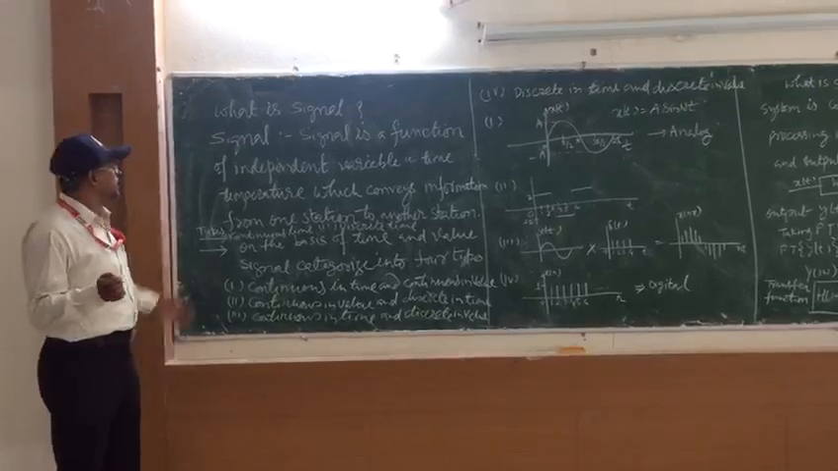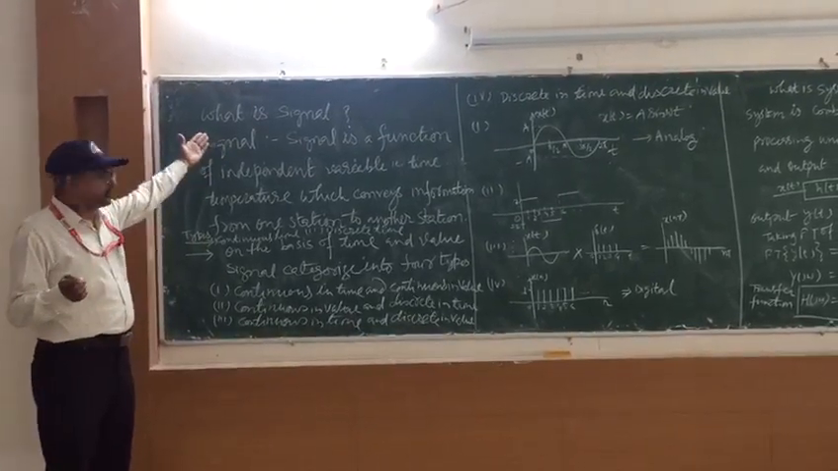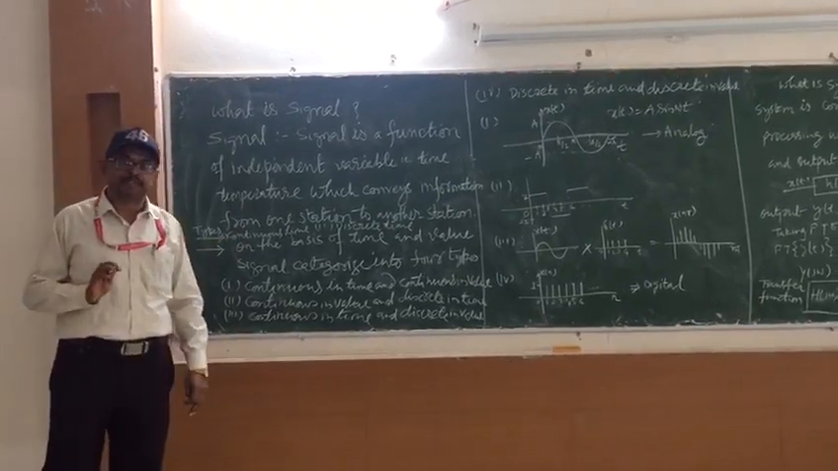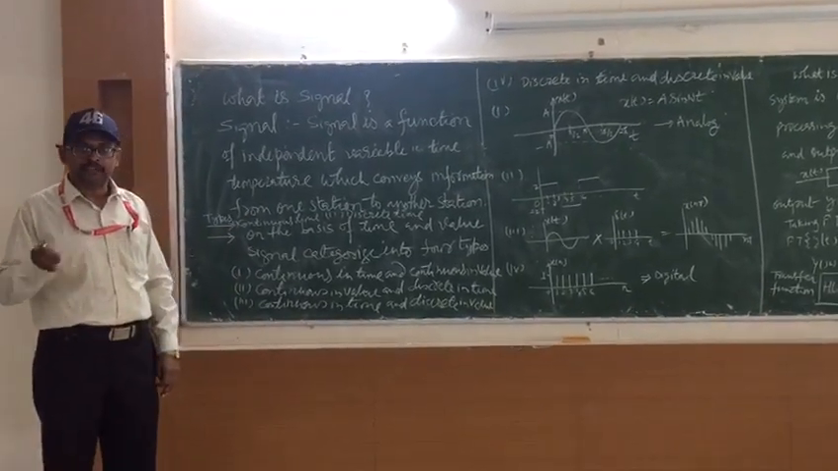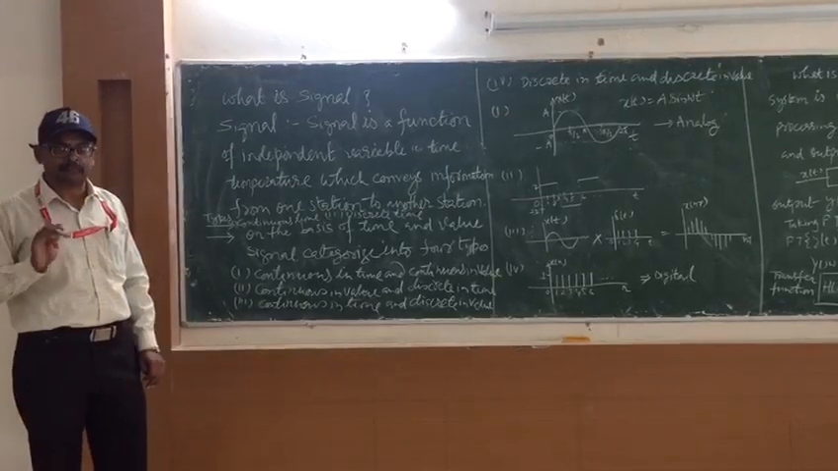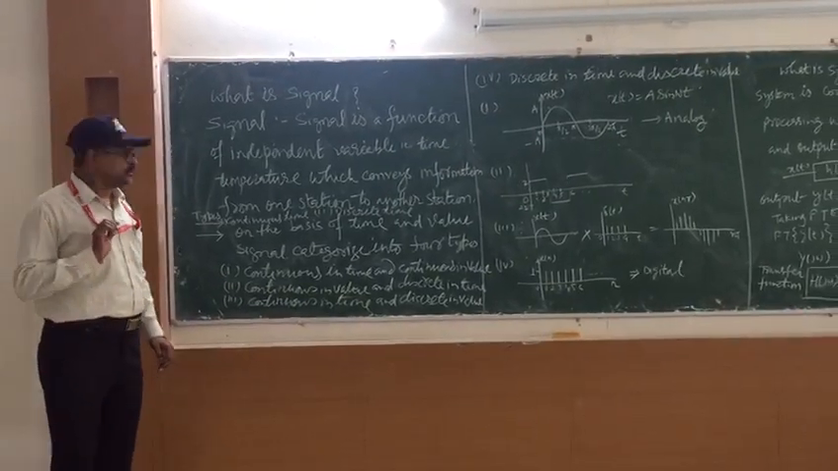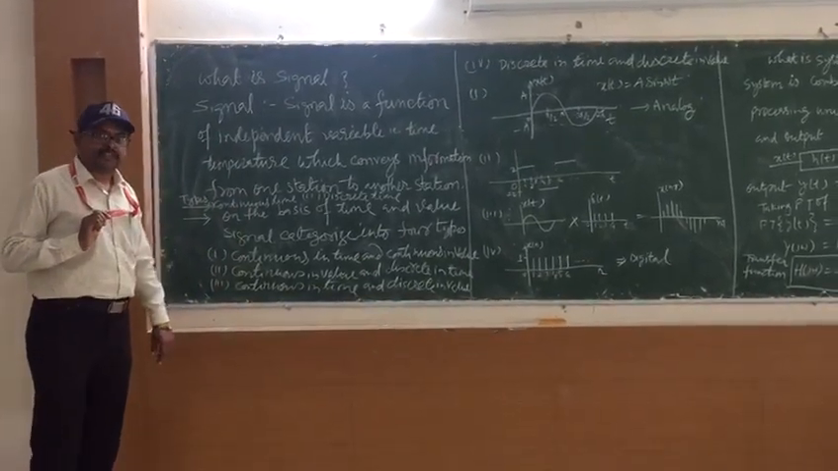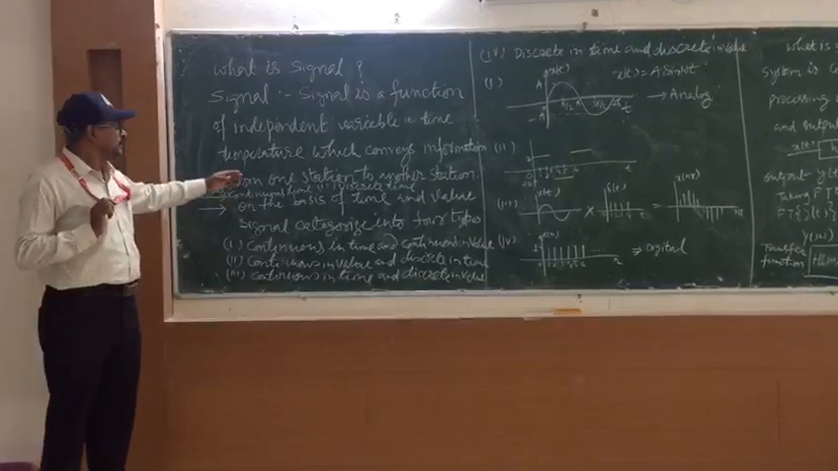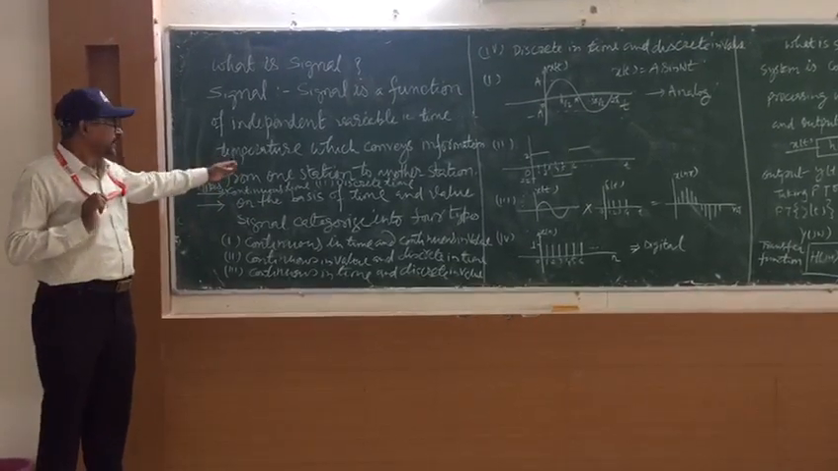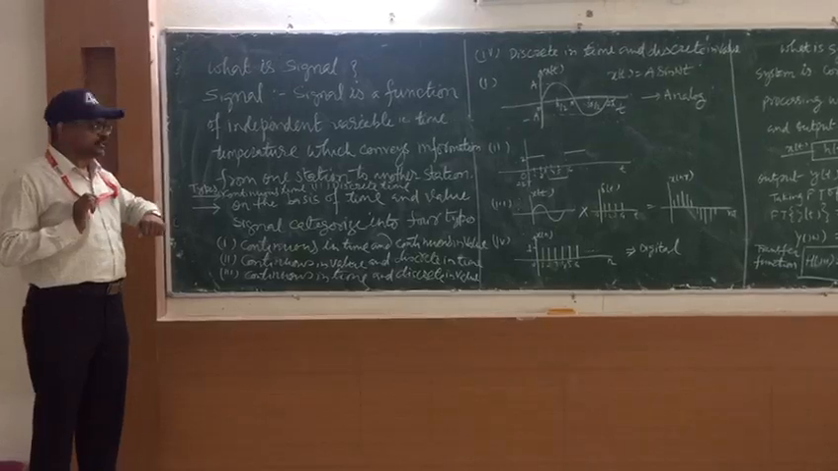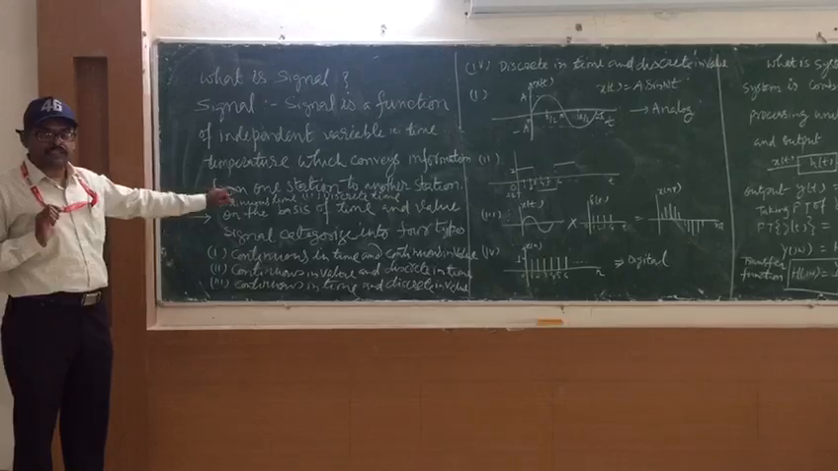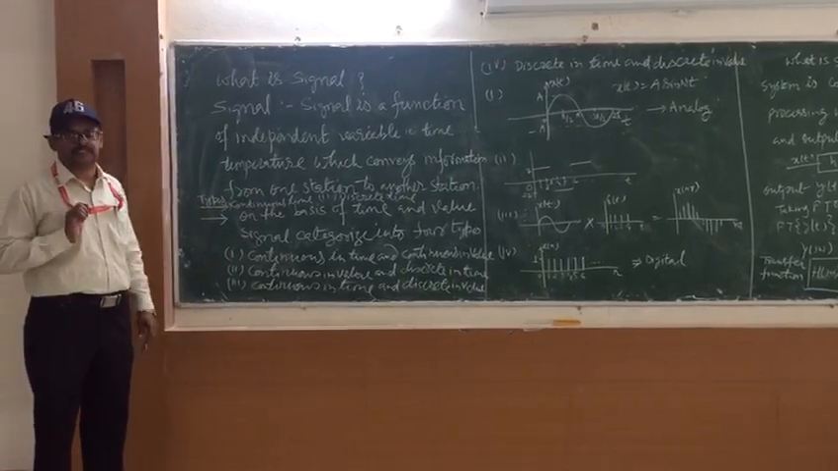Let me know what is signal. Signal is very important for communication. Without signal, communication is not possible. So, first, what is signal? A signal is a function of an independent variable like time or temperature, which conveys information from one station to another station.